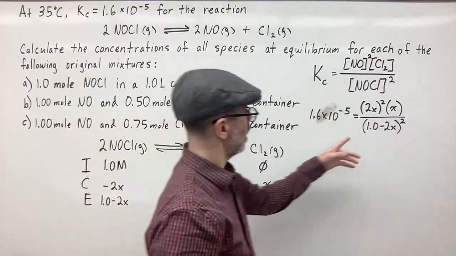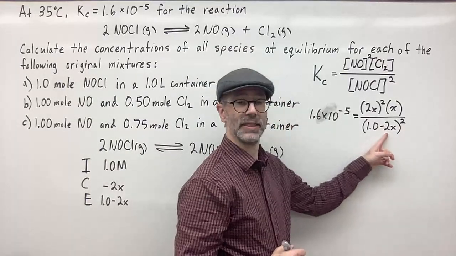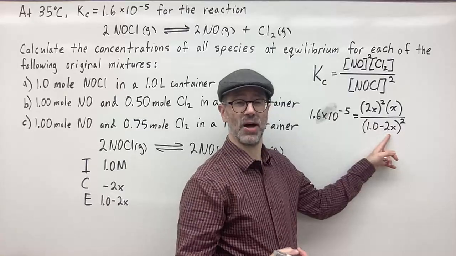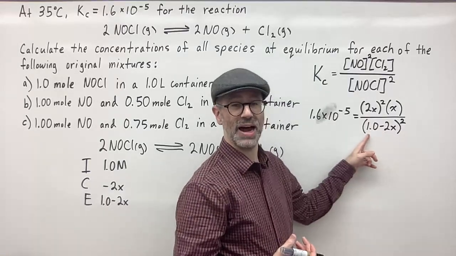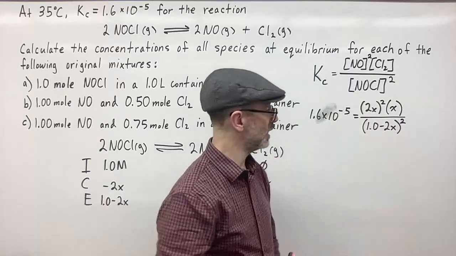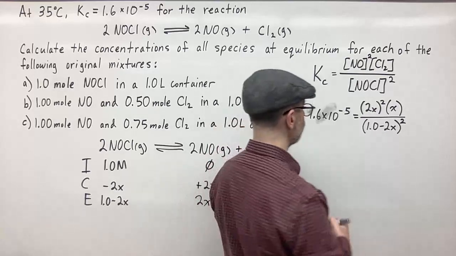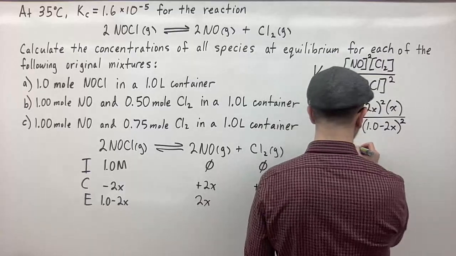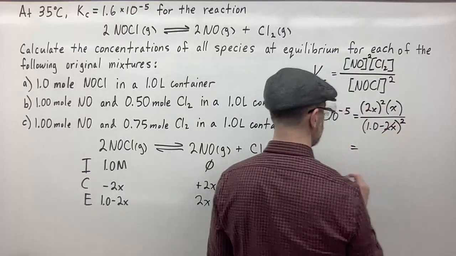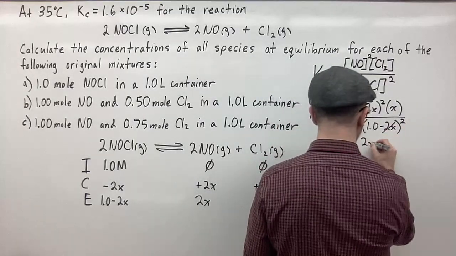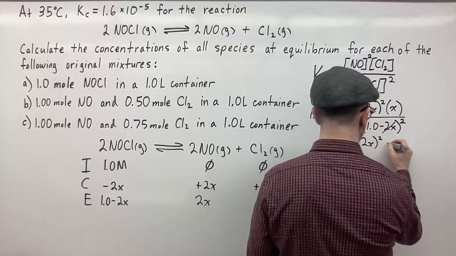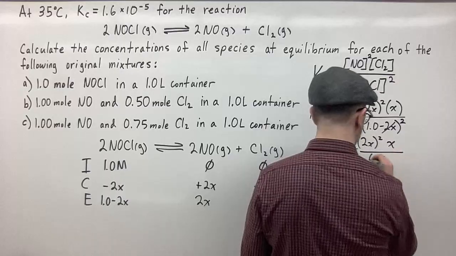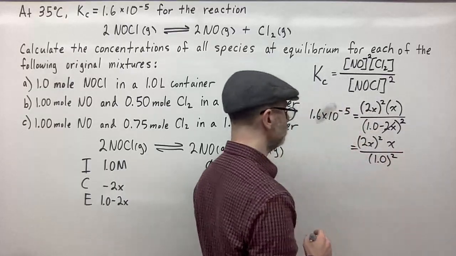So here, since we're subtracting 2x, we're going to say, well, subtracting such a small amount, if x is so small, it's not really going to affect the initial concentration. So the final concentration is going to be equal to the initial concentration. So then we can get rid of the 2x here. So we're going to have 2x squared times x over 1 squared.